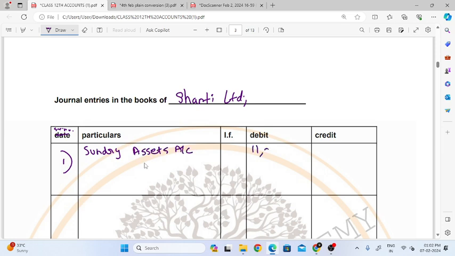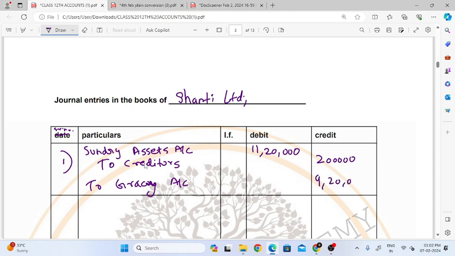Eleven lakh 20,000. Then to creditors. Creditors, how much we have? 2 lakh. Okay. Then to Gracie account, because we are purchasing it from Gracie. So 11 lakh 20 minus 2 lakh, which will give us 9 lakh 20,000.